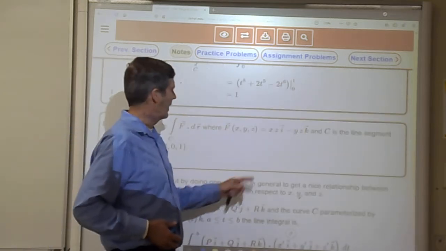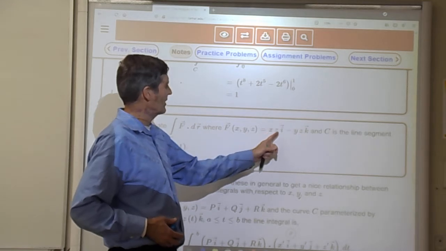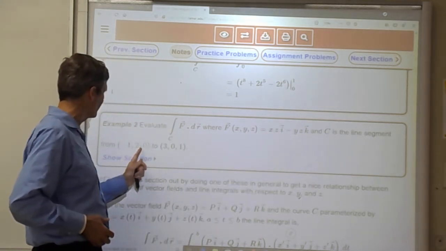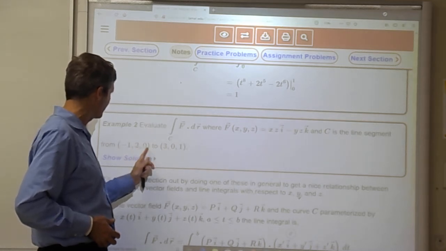Here's another one. Suppose we have a force that's xz i minus yz k, and C is a line segment from minus 1, 2, 0 to 3, 0, 1.